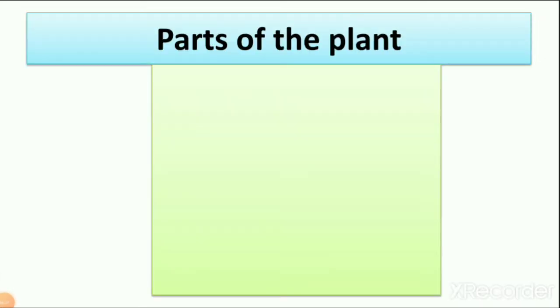Then we learned about the different parts of the plant. Which are they? There are 5 parts of the plant. First is the root. We learned in this lesson that the root is the only part of the plant which grows underground. Other parts of the plant grow on the ground. So when a plant starts growing from the seed, the first part of the plant to grow is the root, which we cannot see because it is an underground part of the plant.